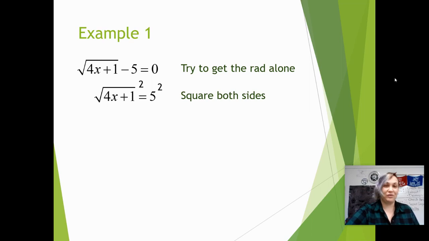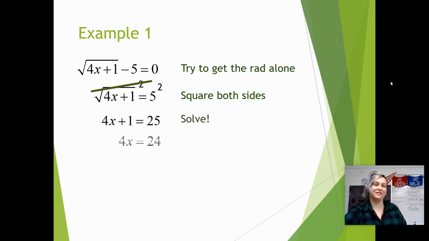And on the left side where the radical was, the square and the square root will cancel out, leaving me with just the inside numbers. From here, I hope you guys know how to solve this. And we get x equals 6. Okay, so get the rad by itself, then get rid of the rad, and solve as per usual.